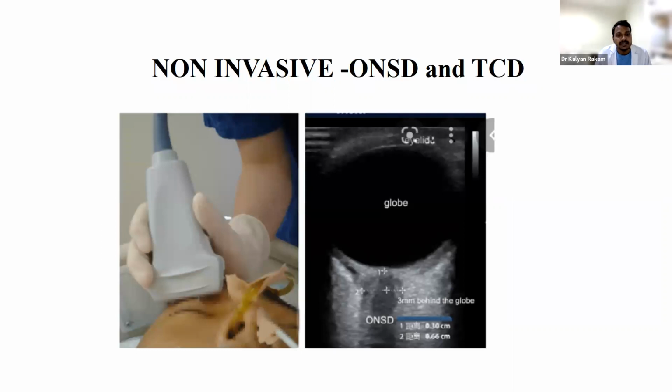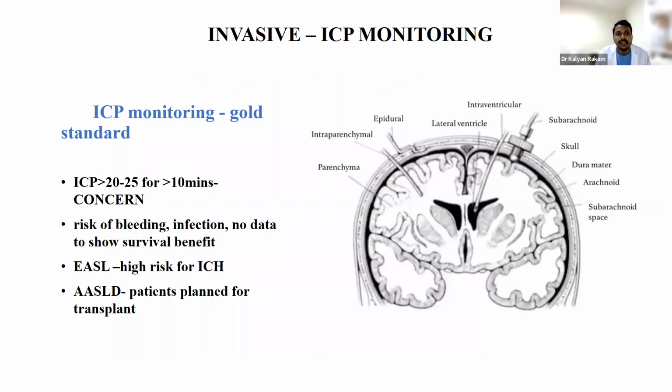So if you see, this is a vascular probe that is put on the orbit of the patient. Once we put that probe, the image that flashes is a globe followed by the optic nerve sheath. So 3 mm from the globe, we have to measure this optic nerve sheath diameter. And if the optic nerve sheath diameter is greater than 0.5 centimeter, it points towards cerebral edema. So this is a simple bedside test that can be done. It gives us an idea about the cerebral edema status of the patient.